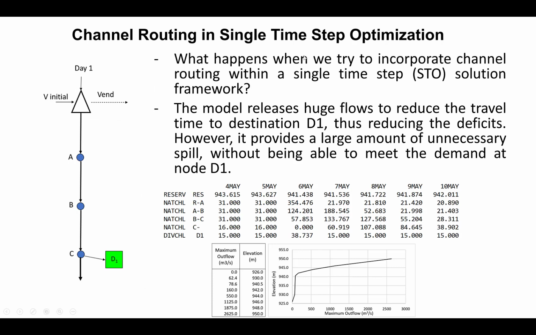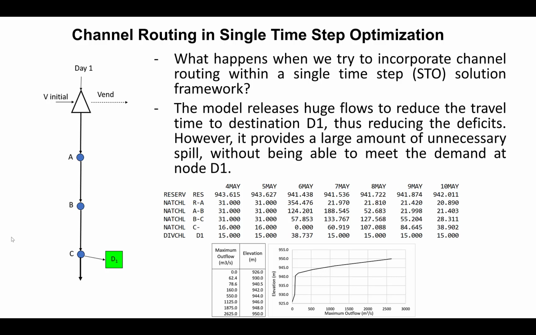What happens if you try to use this single time step solution framework, which is common to most river basin models, and you try to allocate water to a downstream water use with a daily time step, although the travel time is longer than 1 day? A common misconception is that all you need to do is use channel routing and it'll take care of everything. However, this is not true.